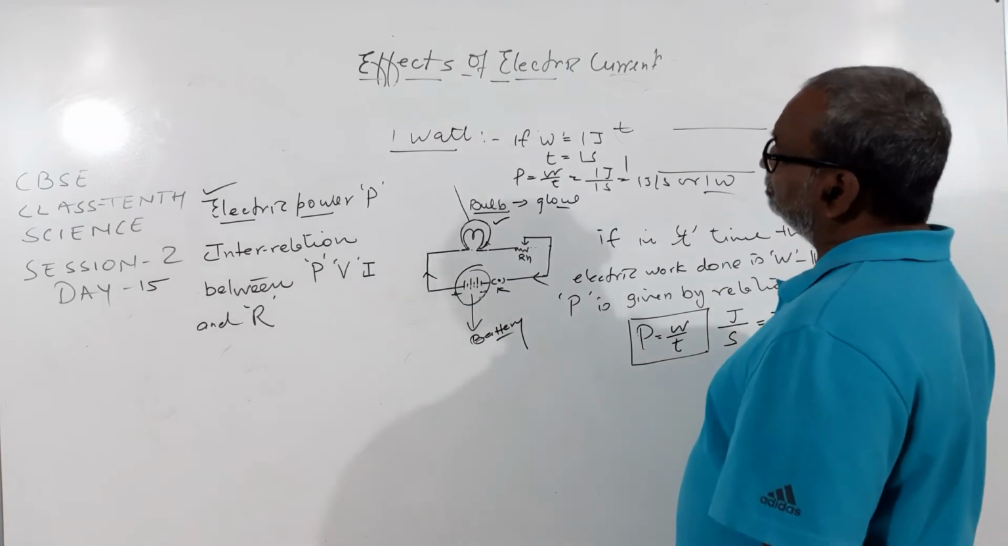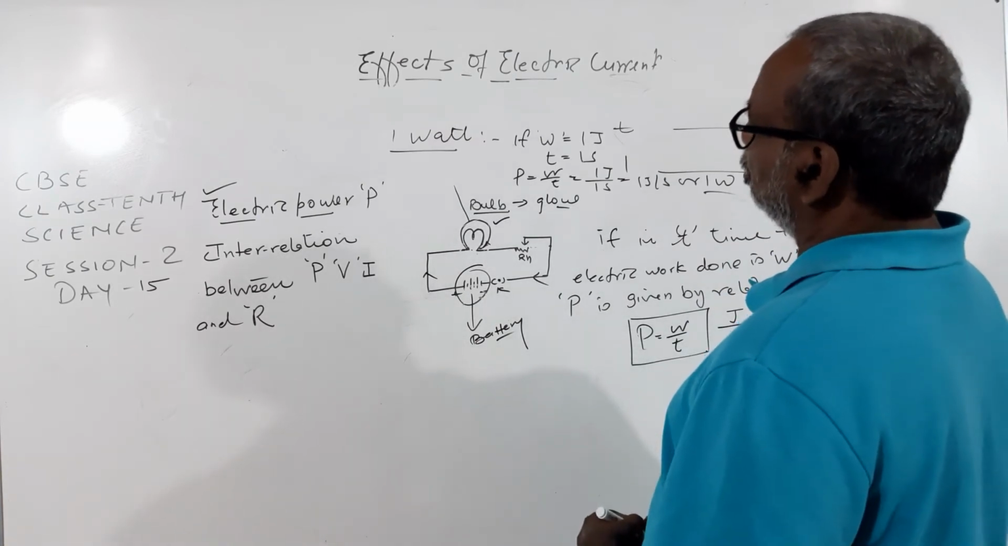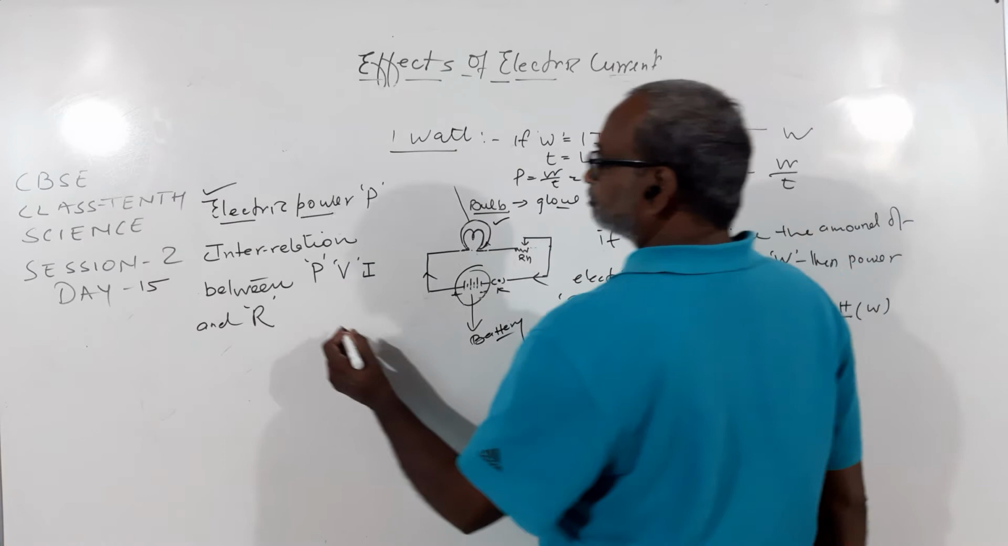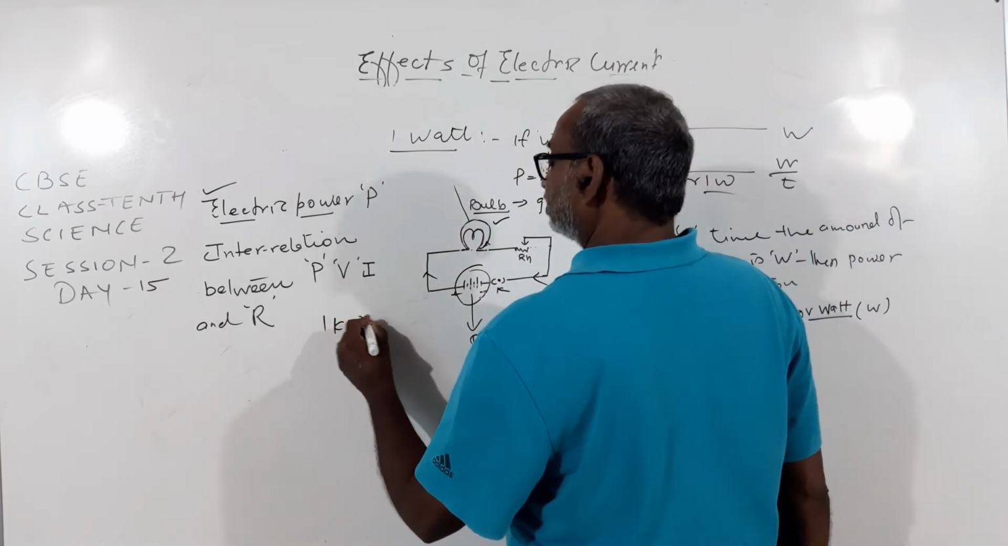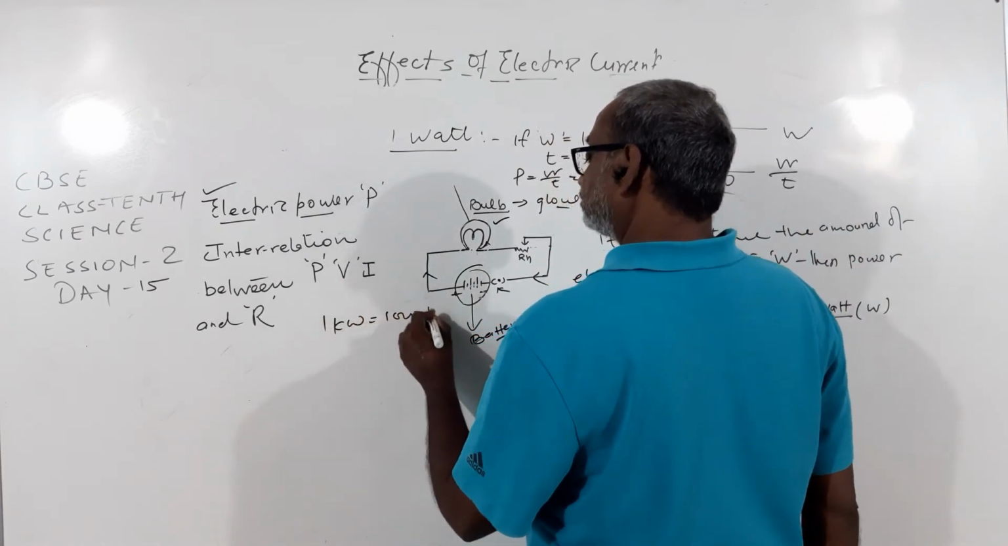Multiple unit of watt is kilowatt, and 1 kilowatt is equal to 1000 watt.